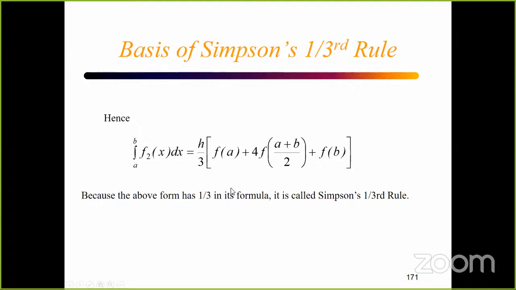Because the above formula has a 1/3 in it, it is called Simpson's 1/3 rule. There are three values: the value of the function at a, at b, and at the midpoint, so they call it a 3-point method. That is the rule for that.